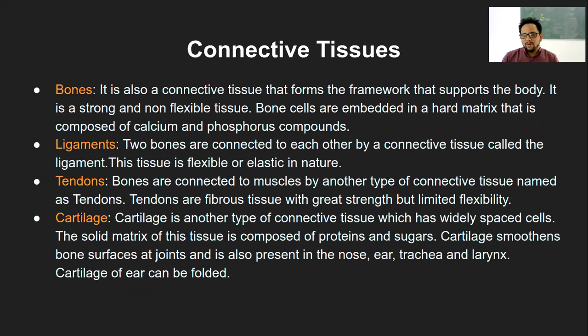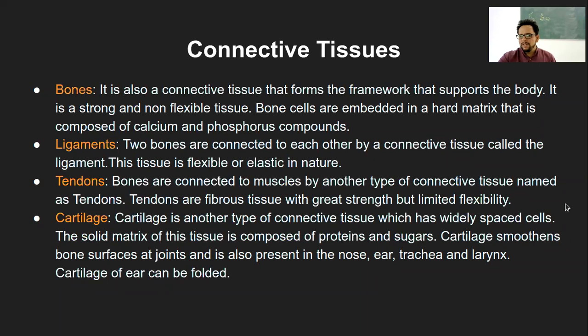Now, cartilage is another type of connective tissue which has widely spaced cells and a solid matrix of tissue. And that matrix is composed of proteins and sugars. Now, sugar doesn't mean the sweet sugar that we eat. Sugars means carbohydrate-like molecules. So proteins and carbohydrates form the solid matrix in which the cartilage cells are suspended. That is why they form a kind of little hard texture of that particular tissue.